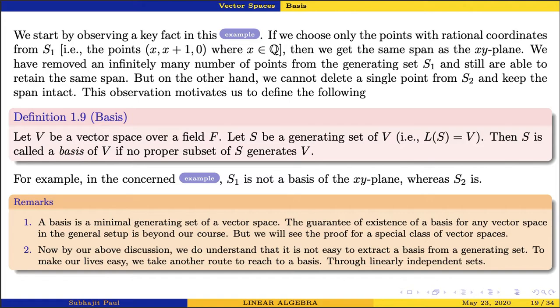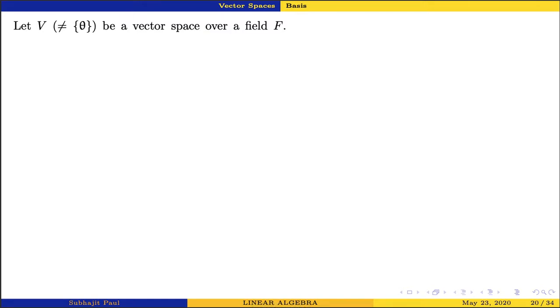So to make our lives easy, we take another route to reach a basis, that is through linearly independent sets. Now, what is that? Let V be a non-trivial vector space over a field F. Non-trivial means it is not only the vector theta. The only null vector also forms a vector space, that is a trivial vector space, and we are not very much into that because a trivial vector space has a basis defined as the null set. Okay, and things are not that interesting over here.